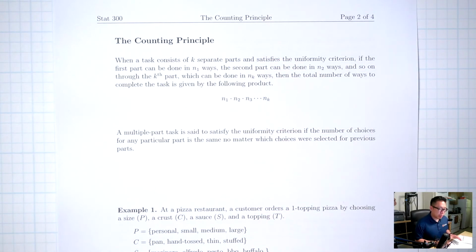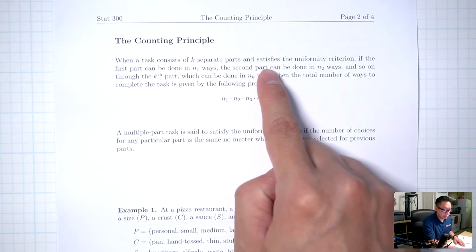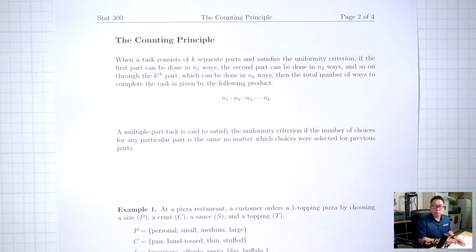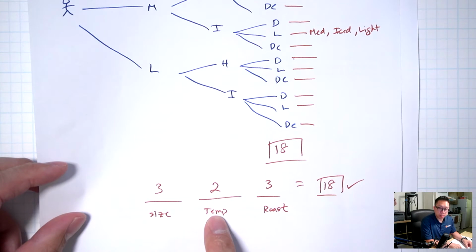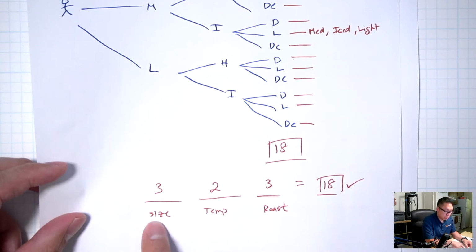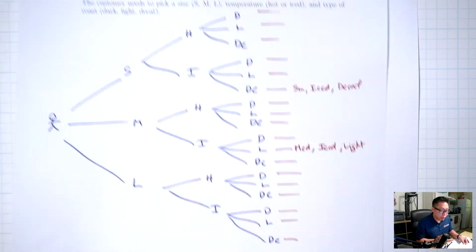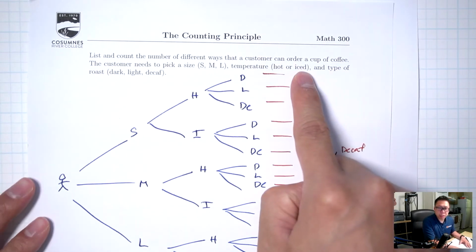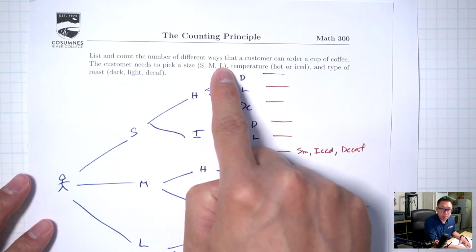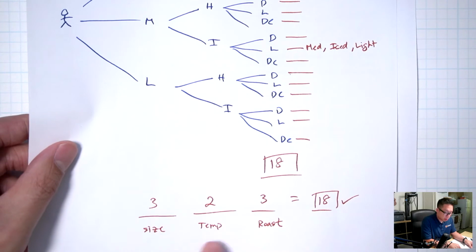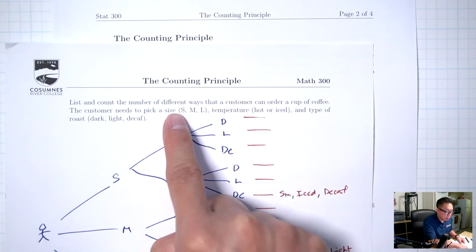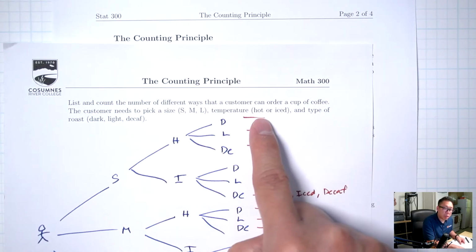Now, the fine print you have to pay attention to is that for this counter principle to work, the situation has to satisfy the uniformity criterion. And what that basically means is that the number of options you have for a particular part should not depend on what you chose for the other two parts. Imagine a more complicated coffee shop where the iced drinks only come in medium or large. So in that situation, the number of options you have for temperature depends on what you chose for size. If you chose small for size, then you would only have hot as an option.